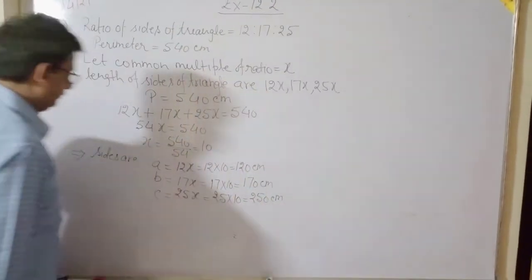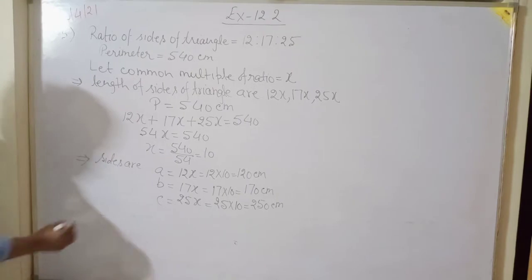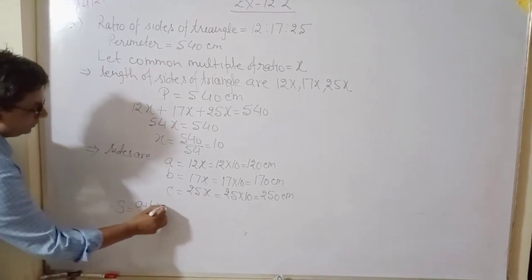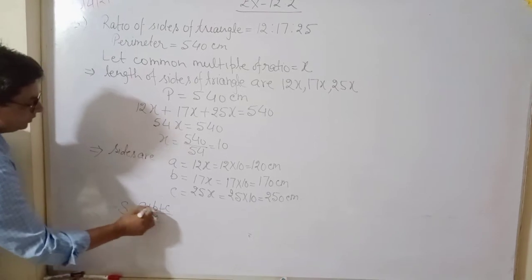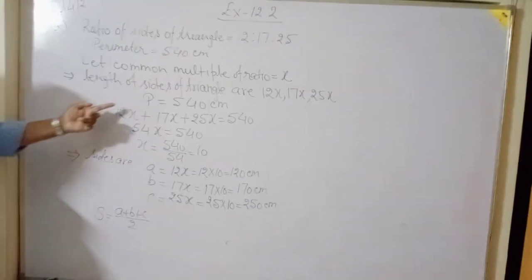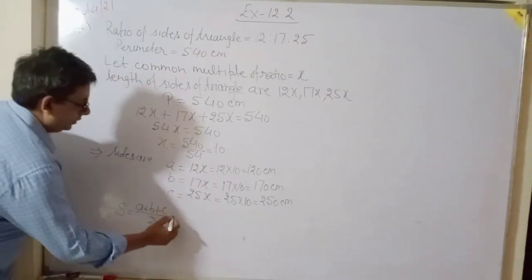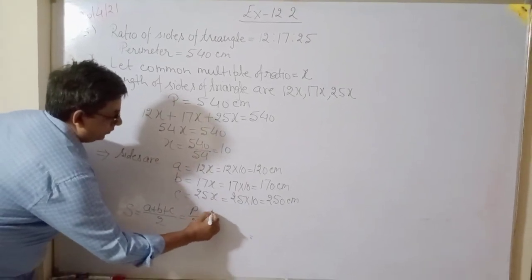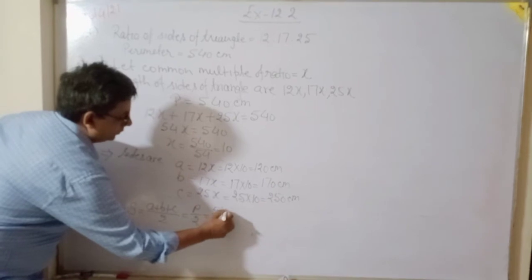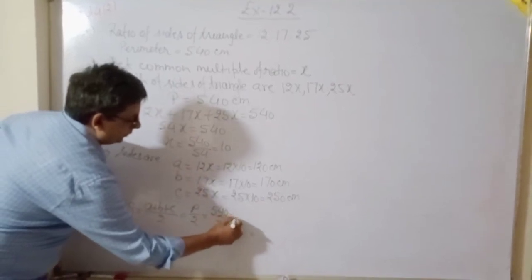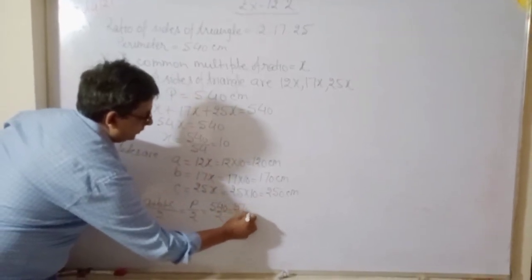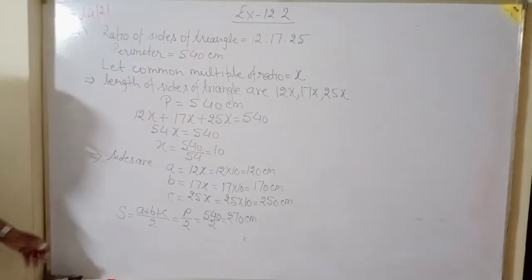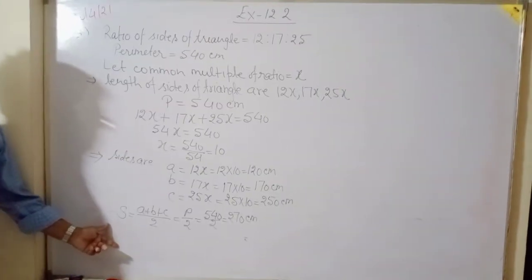Clear? Now find S. S equals A plus B plus C upon 2, and A plus B plus C is the perimeter. The perimeter is already given, so you can write it here, P upon 2, and it is 540 upon 2, 270 centimeter. Clear? So you got the value of S.